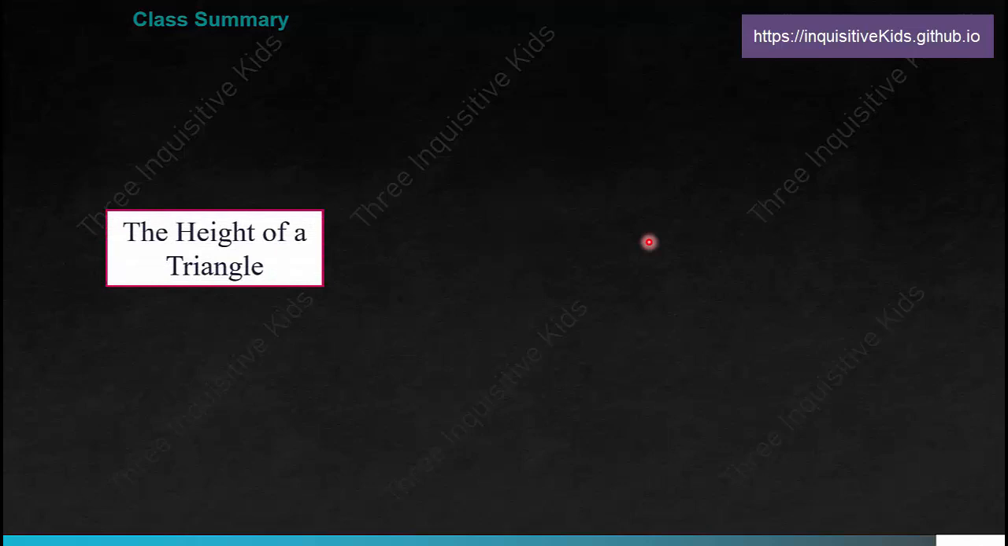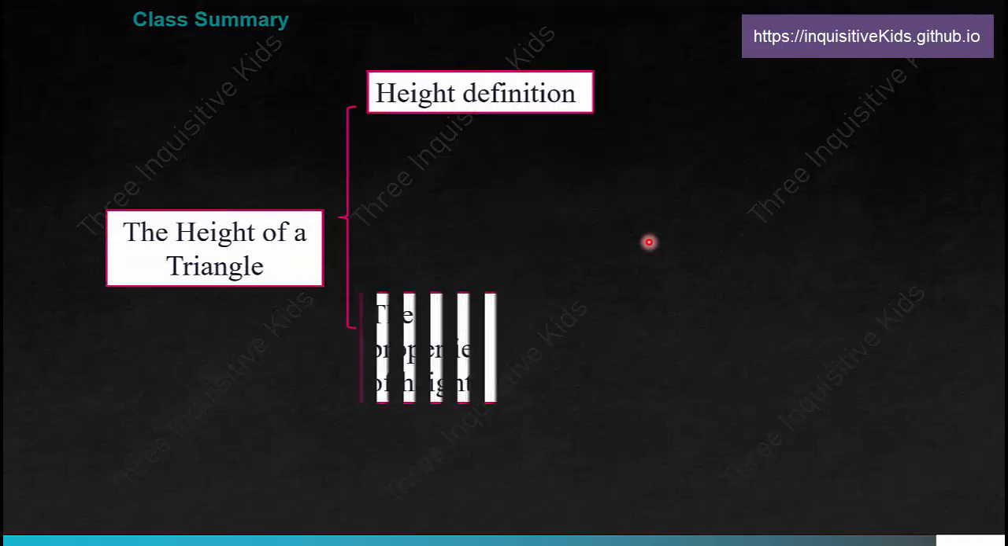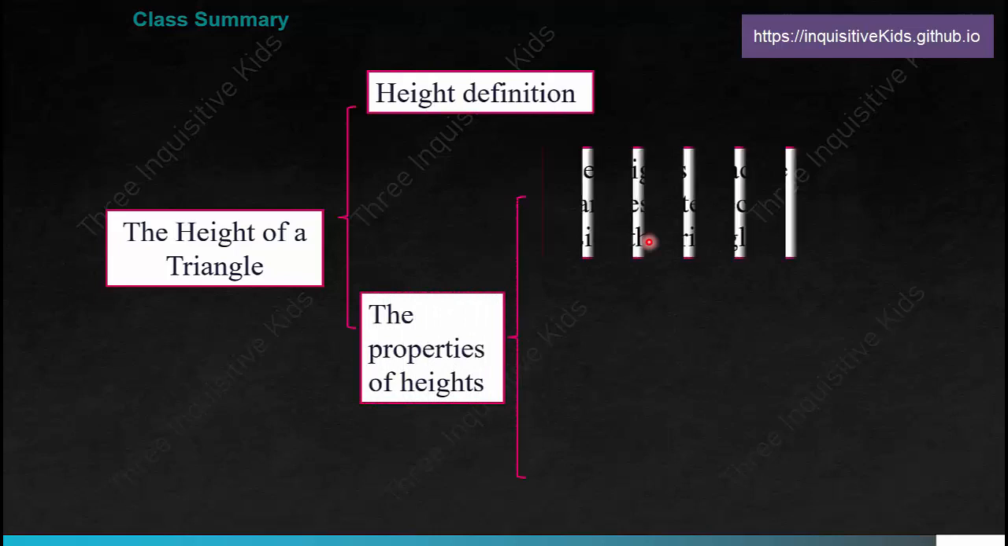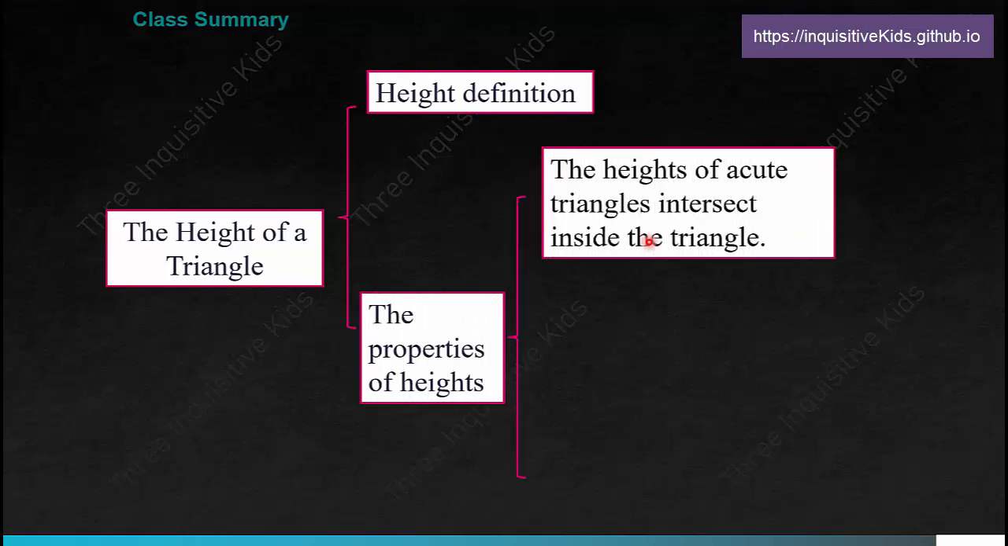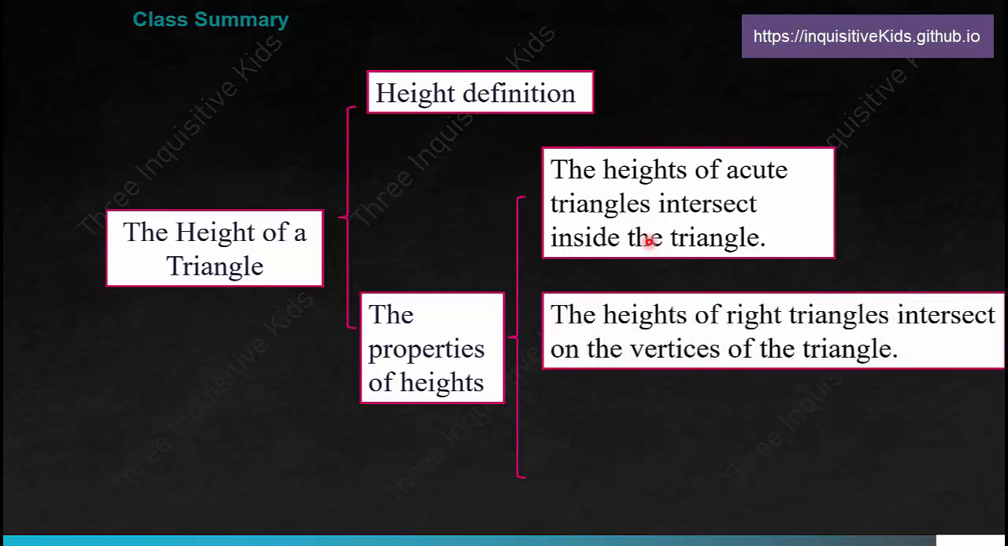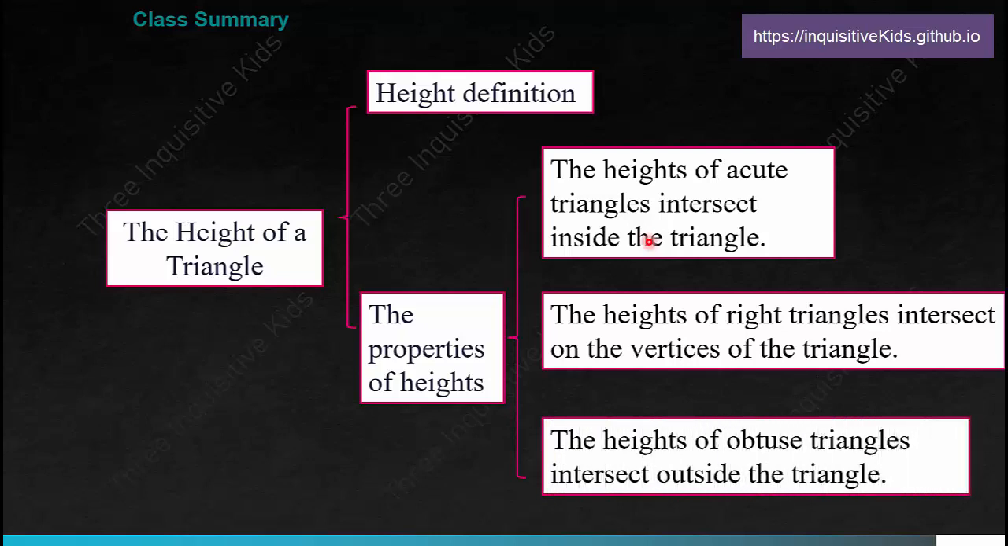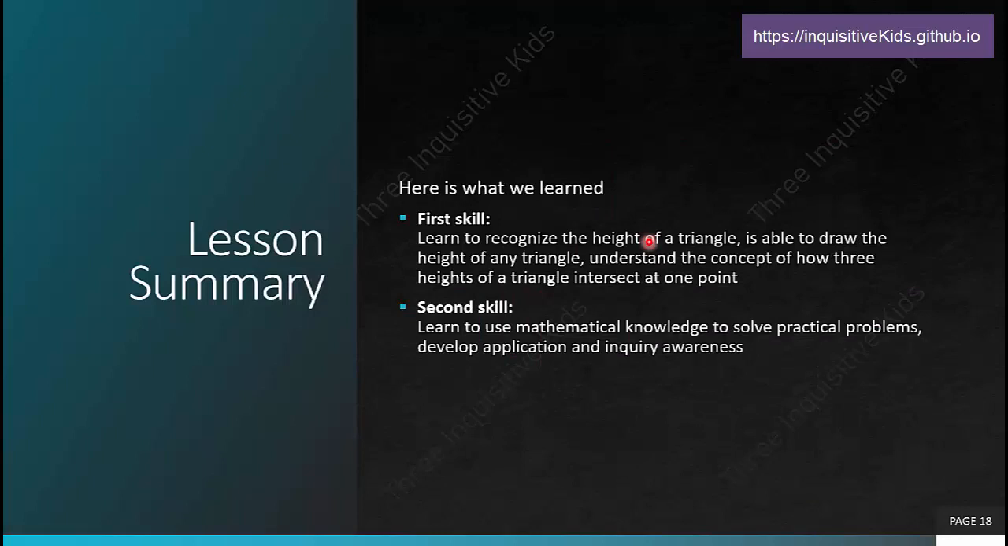So now we have our class summary. Today we learned all about the height of a triangle: the height definition, and the property of heights. The heights of acute triangles intersect inside the triangle. The heights of right triangles intersect at the vertex of the triangle, and the heights of obtuse triangles intersect outside the triangle. Two very important skills we learned today about heights were to recognize the height of a triangle and to be able to draw the height of any triangle.